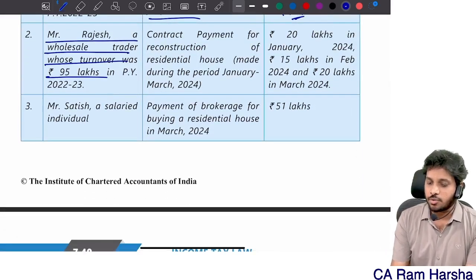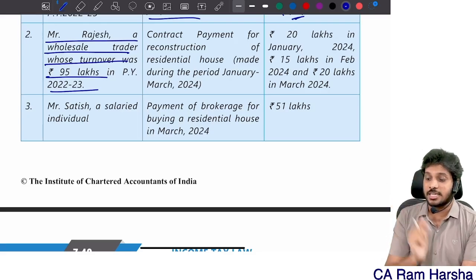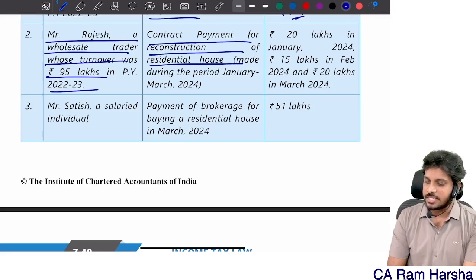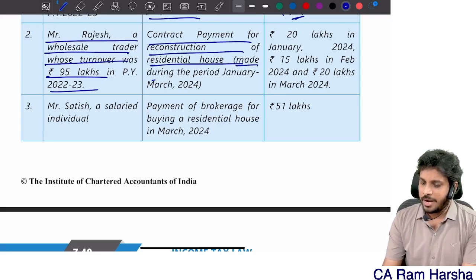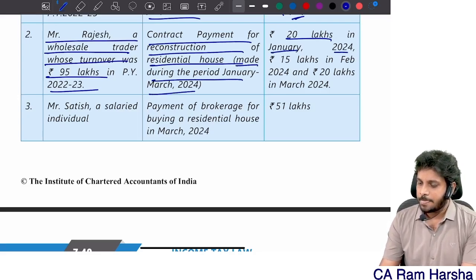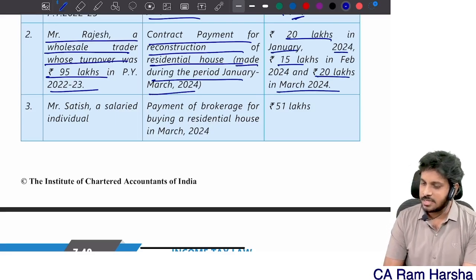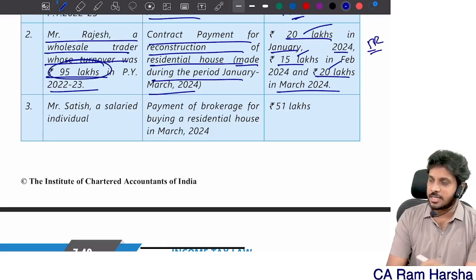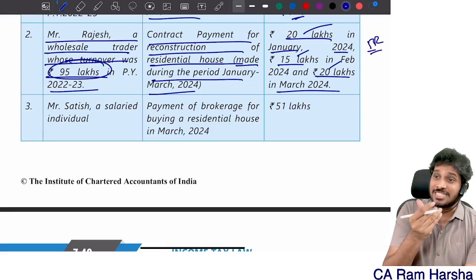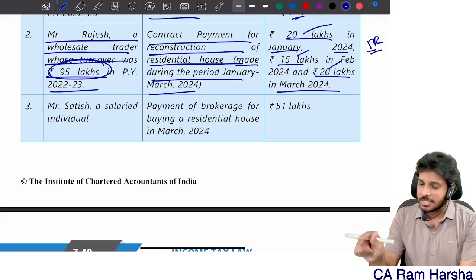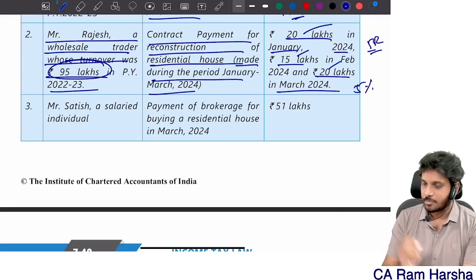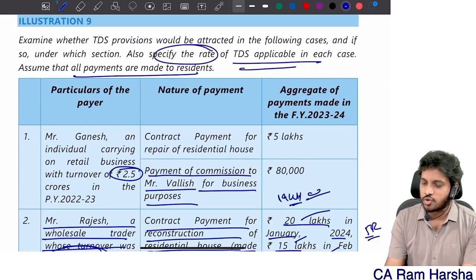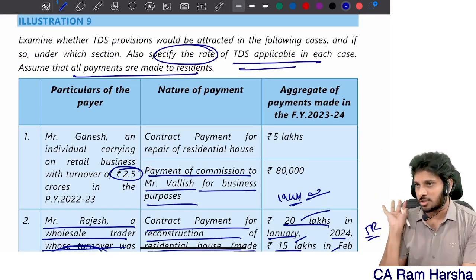Next, Mr. Rajesh, a wholesale trader whose turnover is 95 lakhs, means all the 6 sections are exempted. Contract payment he made for residential house. How much he paid? Made during Jan to March. 20 lakhs in January, 15 lakhs in February, 20 lakhs in March. All put together 55 lakhs he paid. Previous turnover is less than 1 crore. 194C will not apply. 194M will apply. Since it crossed 50 lakh, 5% TDS will apply. They are only asking whether TDS is applicable or not. If so, rate. They are not asking you to compute amount.